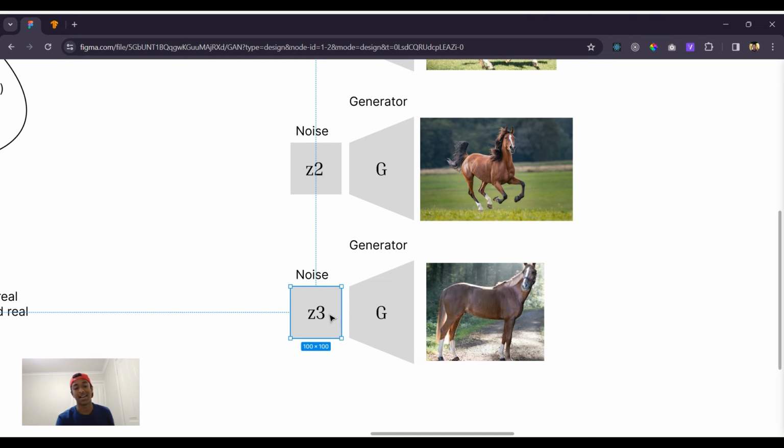Because by changing this Gaussian noise, by making a different Gaussian noise, we can get a different generated horse. And this is actually really marvelous, really fascinating, how the generator is able to take noise and transform it into an image of a horse, or into any image. Okay, so that's how the GAN works essentially.